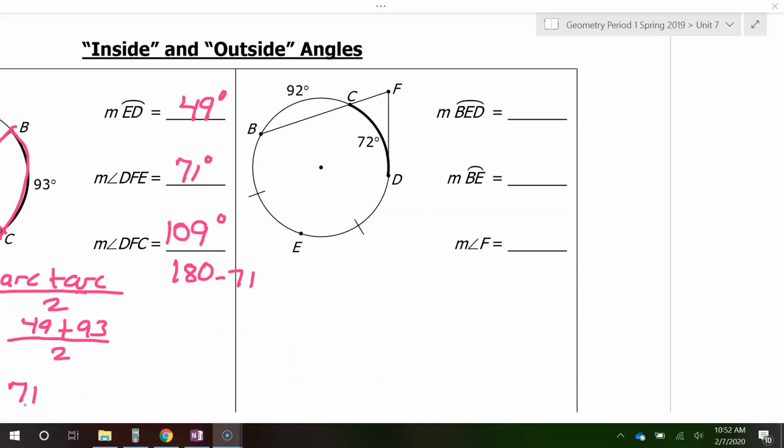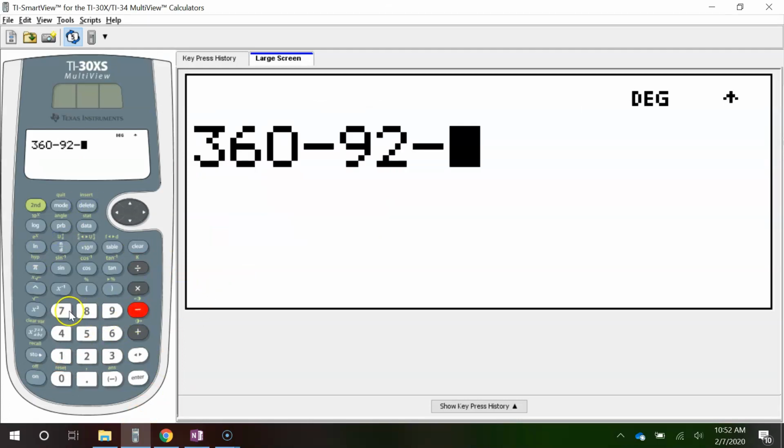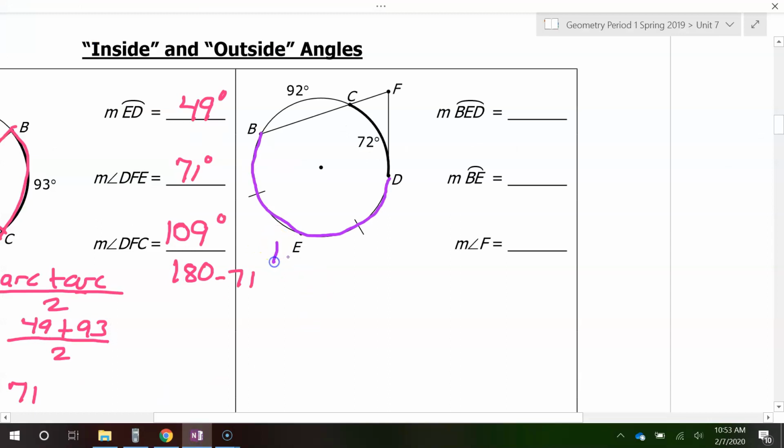All right, for this problem, we need to find the measure of arc BED. Arc BED is this arc right here. But it seems to me that this is the rest of the circle, except for two arcs that I already know, 92 and 72. So I should be able to subtract from 360 to find this purpleness. So I'm going to do 360 minus 92 minus 72. That is 196. Okay, so the purple is 196.